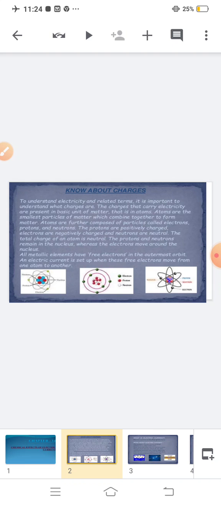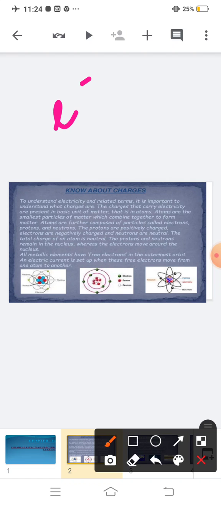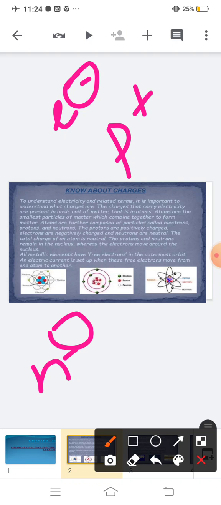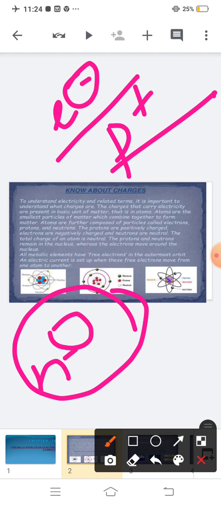So atoms are further composed of particles. Further, atom has 3 parts. Number 1, electrons. Number 2, protons, and number 3, neutrons. The protons are positively charged particles and the electrons are negatively charged particles, and the neutron is neutral.